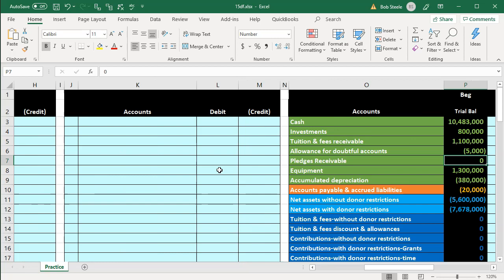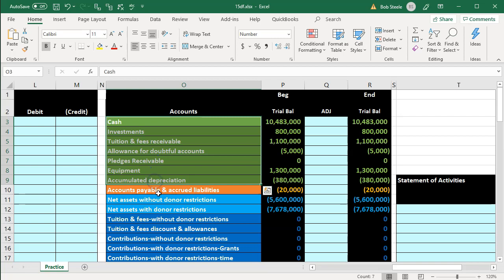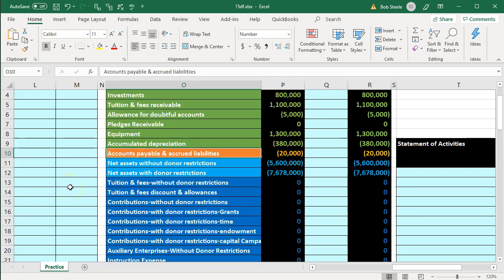And then to the right of the general journal, we're going to have a trial balance worksheet where we will be entering the data into the blue area of it. The trial balance worksheet will have a beginning balance, adjustments, and then the ending balance. This will give us a nice quick visual of the activity that will be happening as we post these accounts to the worksheet. The accounts will be in order. The green accounts will be the asset accounts. The orange accounts will be the liability accounts.